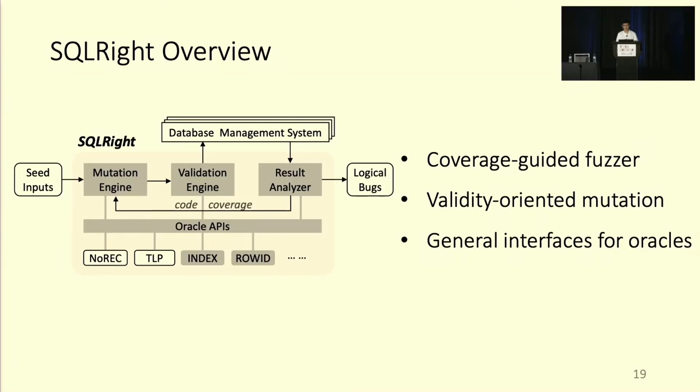Here is the overview of our tool, SQLRight. SQLRight takes queries from the seed inputs, mutates the queries with the restriction of the per-DBMS grammar rules, and then SQLRight uses the DBMS Oracle to transform the query to its functionally equivalent forms. After sending all the queries to execution, SQLRight uses the Oracle again to check the results and see if it can find logical bugs. And at last, if the query execution triggers a new code coverage from the DBMS, SQLRight will save the mutated query to the fuzzing queue for further exploitation.